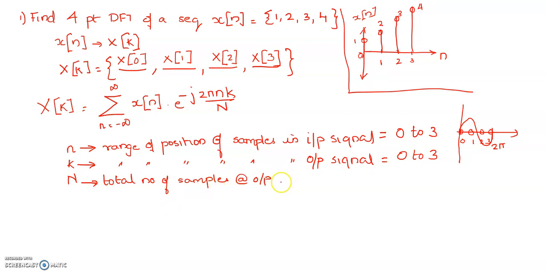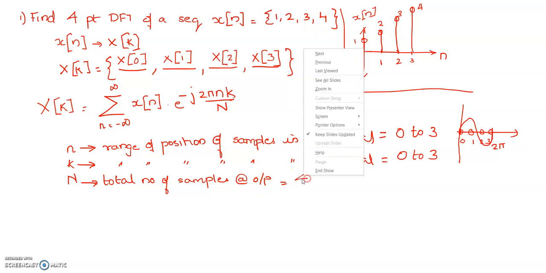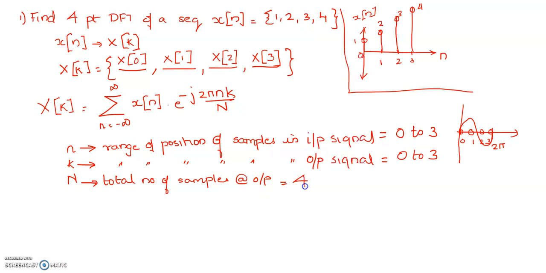So as specified in the question, the expected number of samples at the output is 4. You need 4 samples, x of 0, x of 1, x of 2 and x of 3. So the total number of samples is n, which will be equal to 4. Okay. So now we have to start doing this question.